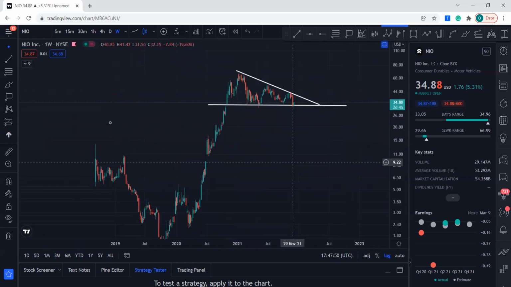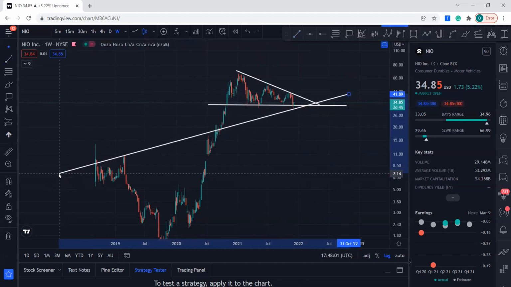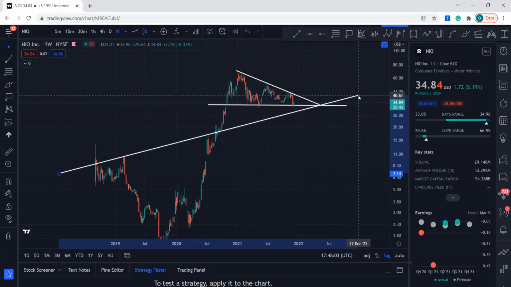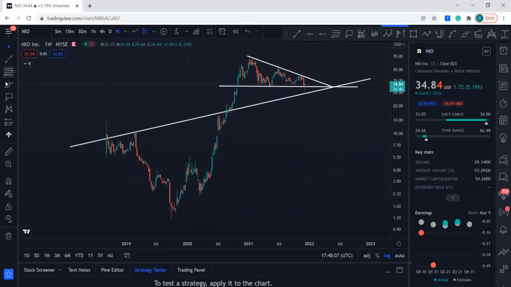But you have to note this support line that NIO is making for itself. I'll show you the support line right over here. This is where NIO got its support from. This is a very important support line, and you can see what it did.